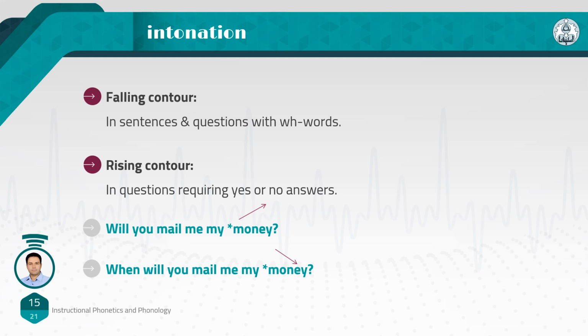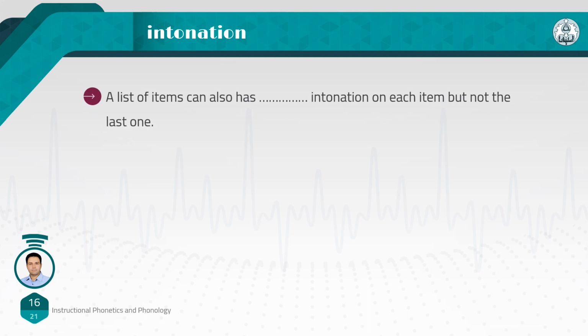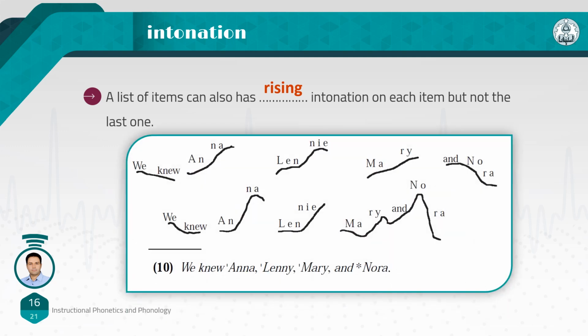Here we have falling contour. Now, can you fill this blank? A list of items can also have blank intonation on each item, but not the last one. Is it falling or rising when you are listing some items? Yes, rising intonation. So a list of items can also have rising intonation on each item, but not the last one. Look at this figure.